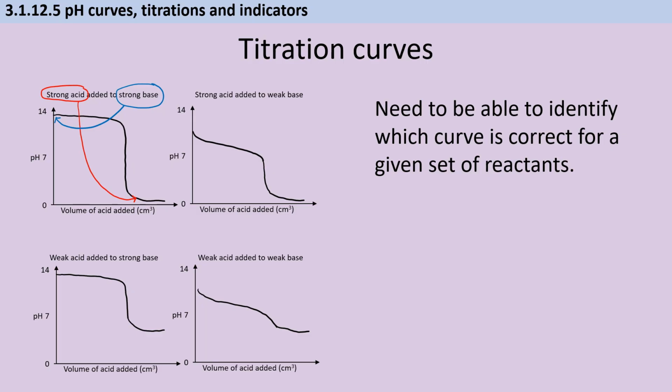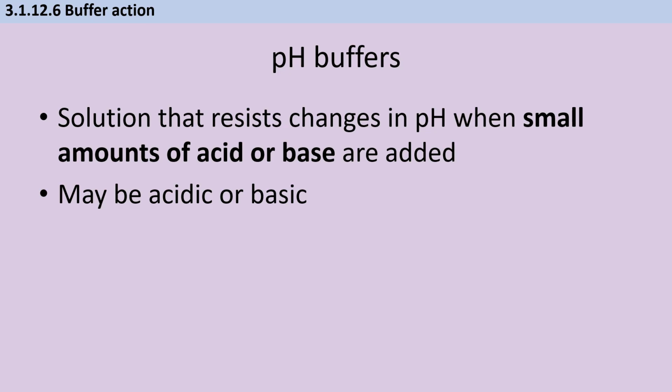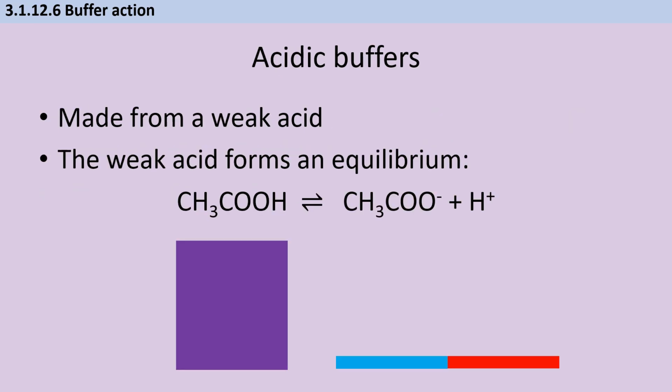pH buffers are solutions that resist changes to pH when a small amount of either acid or base is added. They may be acidic or they may be basic. Acidic buffers, which can buffer pHs below 7, are based on the equilibrium that happens when a weak acid dissolves in aqueous solution and dissociates to make anions. Ethanoic acid splits apart to make ethanoate ions and hydrogen ions, which I'm representing with the red rectangle. Weak acids only slightly dissociate in solution, so there is a lot of the undissociated ethanoic acid and very little of the products. A small amount of base will react to remove hydrogen ions.